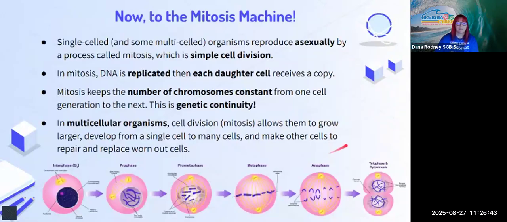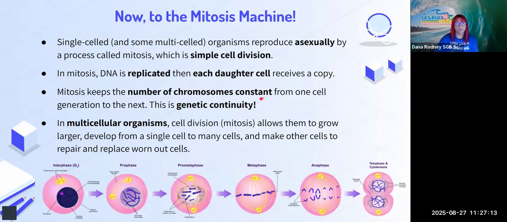All right, guys. So we're going to talk about and watch the steps of division with the Amoeba Sisters in just a second. But we need to know that single-celled organisms and some multi-celled organisms do reproduce asexually through a process called mitosis, which is just simply cell division. And in mitosis, what happens is the DNA gets replicated, so we get an extra copy of it, and then each daughter cell receives a copy of the DNA.